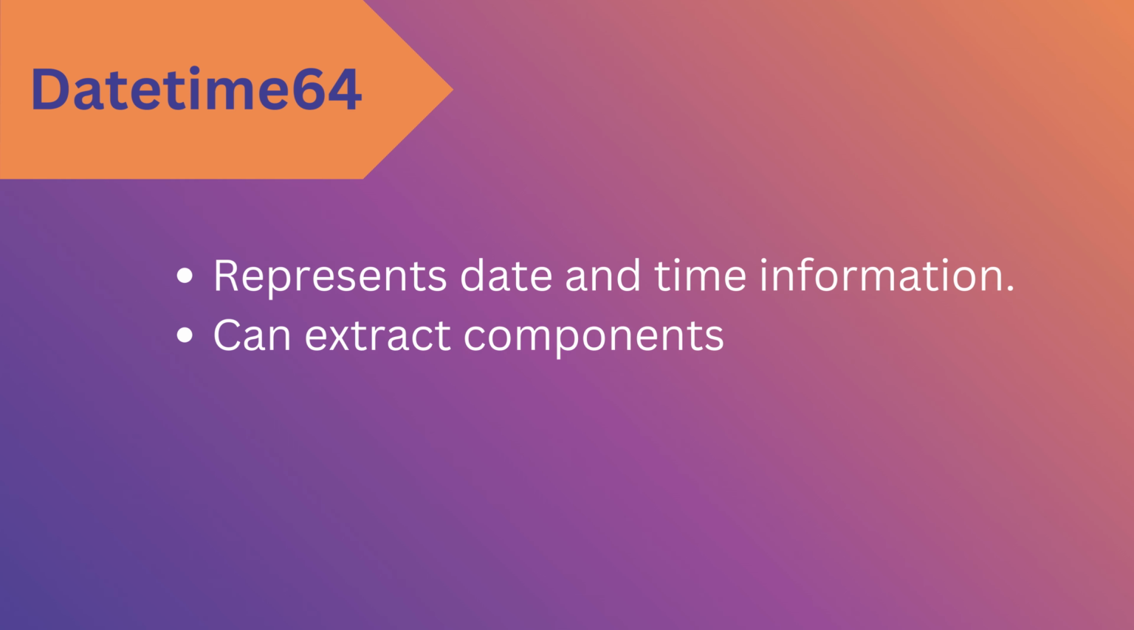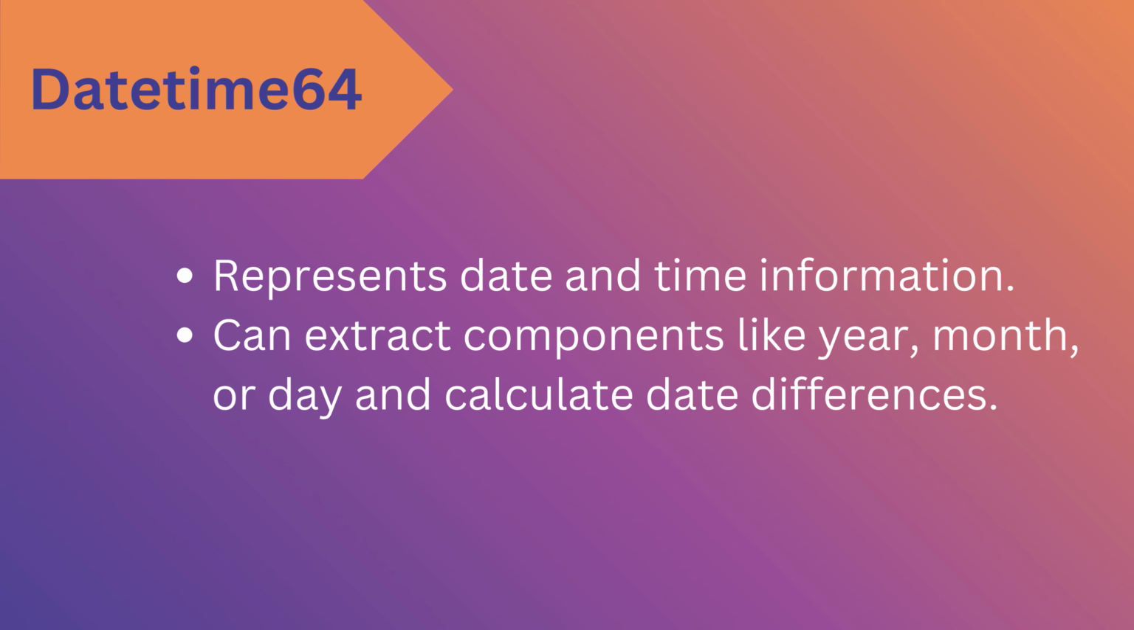The next one is datetime64. The datetime64 data type represents date and time information. It's essential for working with time-based data such as order dates or timestamps. And you can see the examples. With datetime64, you can extract components like year, month, or day and calculate date differences.